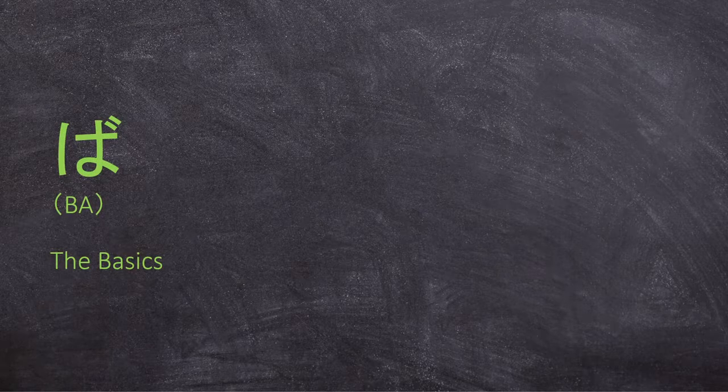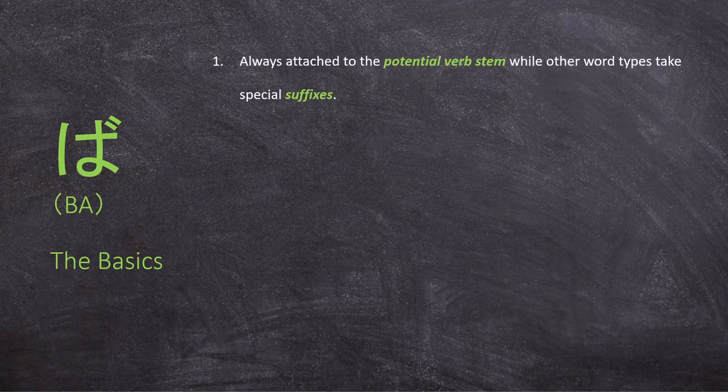Okay, so what do we need to know about ba that we consider as basic knowledge? Well, we first must know how to attach it. When we talk about verbs and when we are using verbs to form this conditional, we first need to get the verb stem, the potential verb stem, and only then we can add ba.